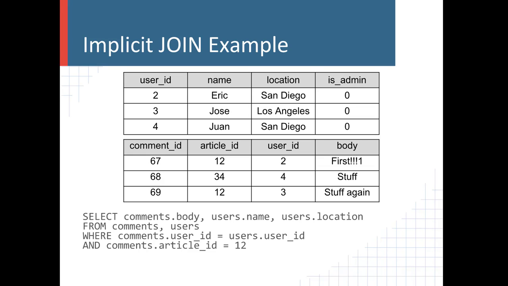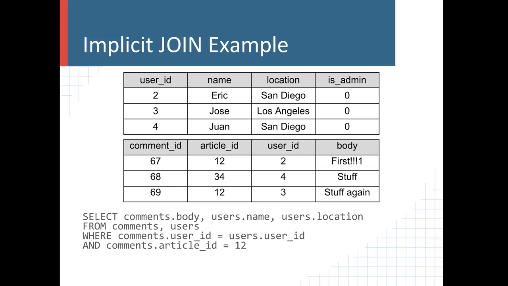And this is where we can match up user ID 2 in the comments table to user ID 2 in the user table. So we know that the person who made comment 67 is Eric, and he said first. And we also want to ensure that we only grab the items from article ID 12. Here are the rows of data that we will get. We will get, first, Eric from San Diego said it. Then stuff again from Jose in Los Angeles. Those will be our rows of data.